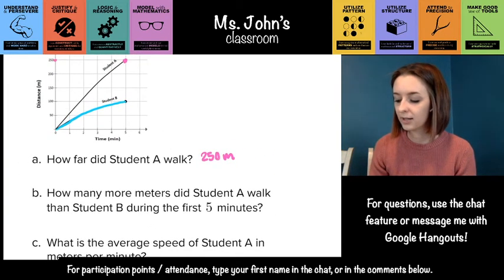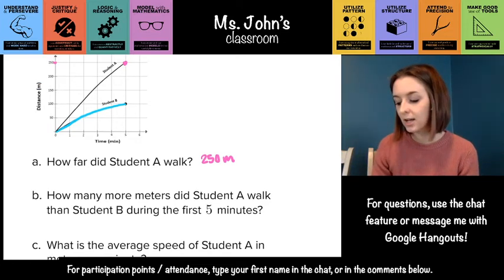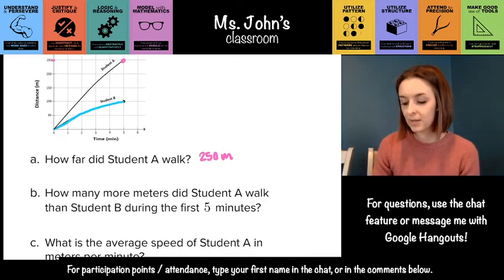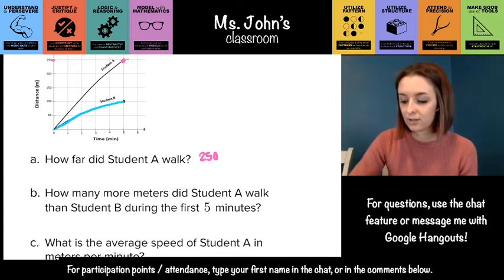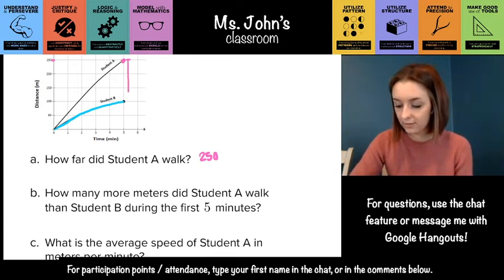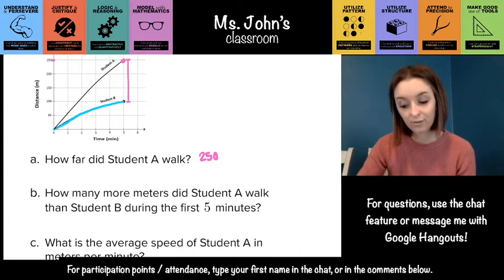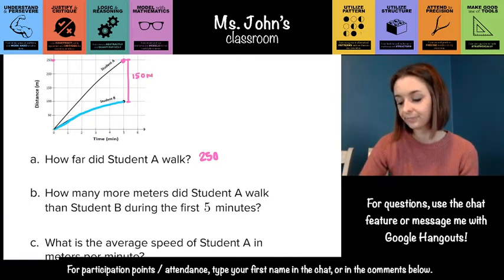And how many more meters did student A walk than student B during the first 5 minutes? So, okay, the whole thing is 5 minutes. So the first student A walked 250, student B only walked 100. So the difference between that is 150 meters.